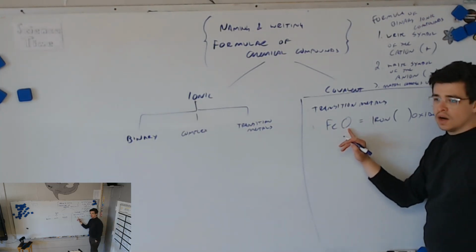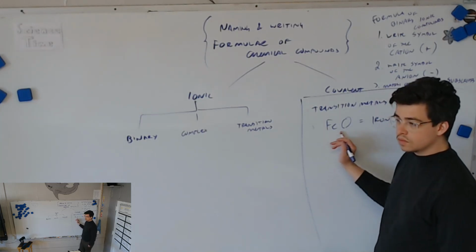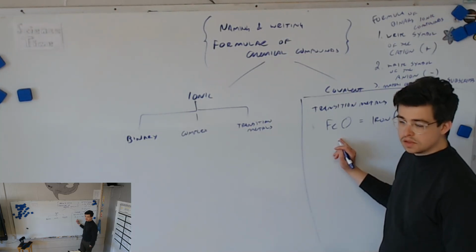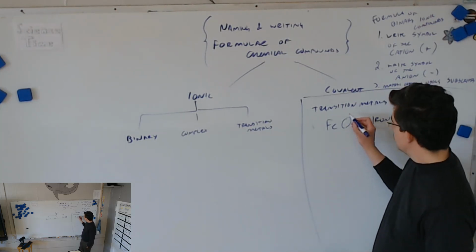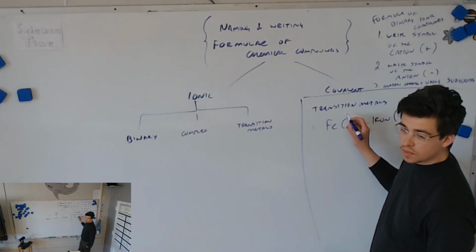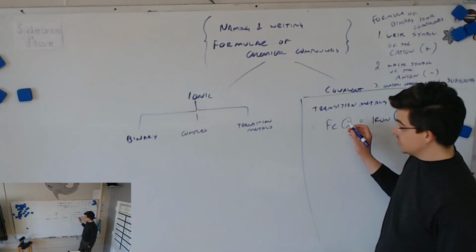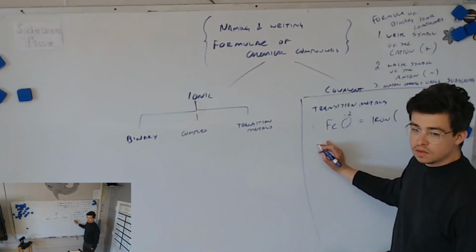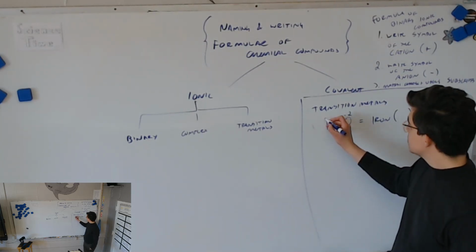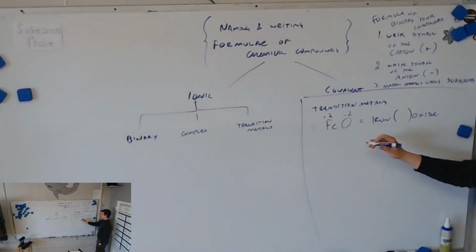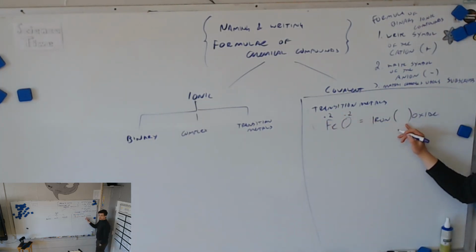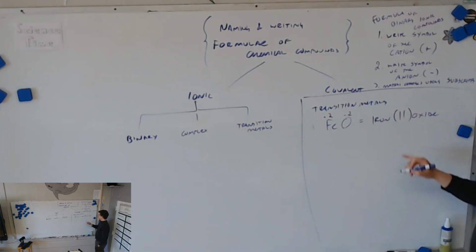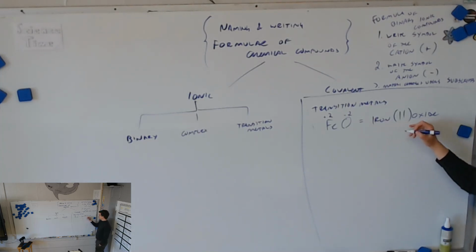How can I tell what the oxidation state of this iron is right here? Assuming this is correct, which it is, what would its oxidation state be? What's the oxidation state of the oxygen? What's the charge of the oxygen? Minus 2. So then what must the charge of the iron be? Minus 2? You don't mean minus, you mean plus 2. And so if I'm going to write the charge of the iron in parentheses, what should I write? It's a Roman numeral. So it's going to be iron 2 oxide. That's how we say it.